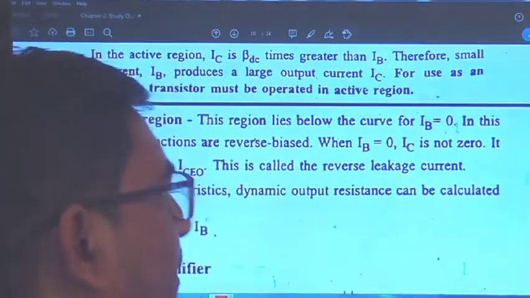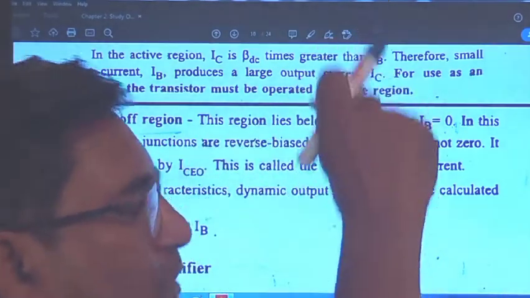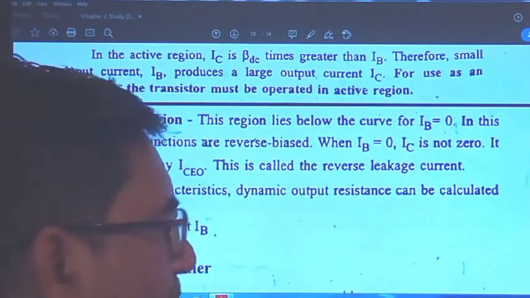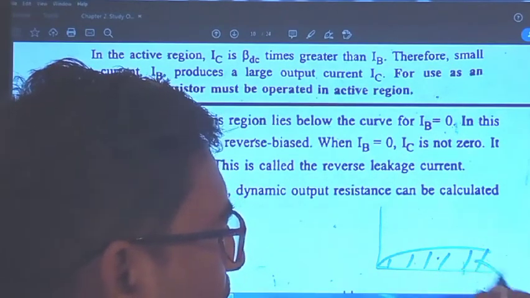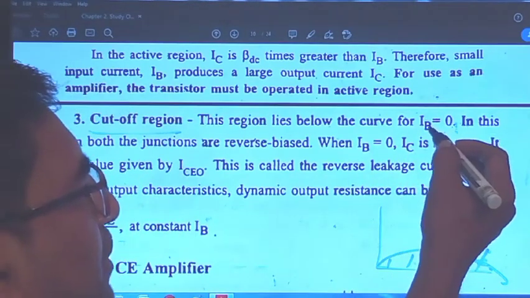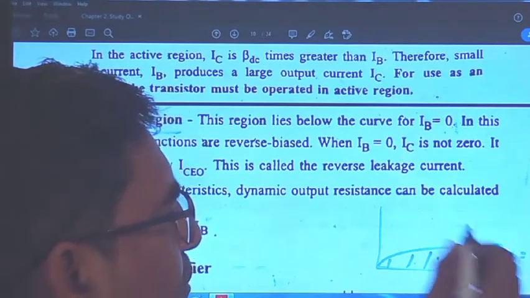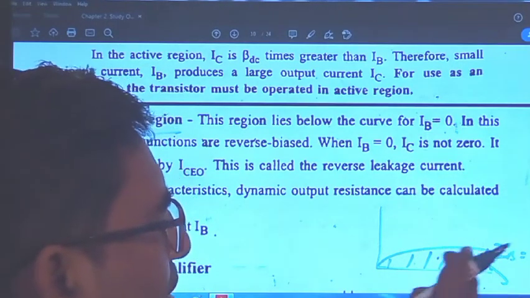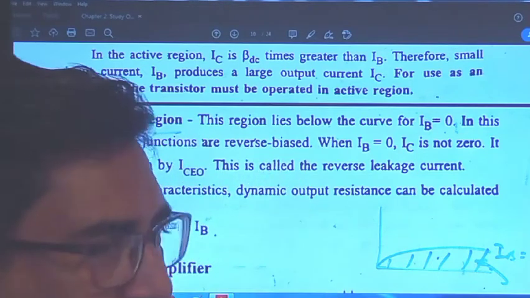Then the third region, that is the cutoff region. This cutoff region lies below the curve. Here, whatever curve is indicated, below it is the cutoff region. It is for IB equal to 0. For the first curve, IB is equal to 0, and this will give you the cutoff region. In this region, both the junctions are reverse biased.